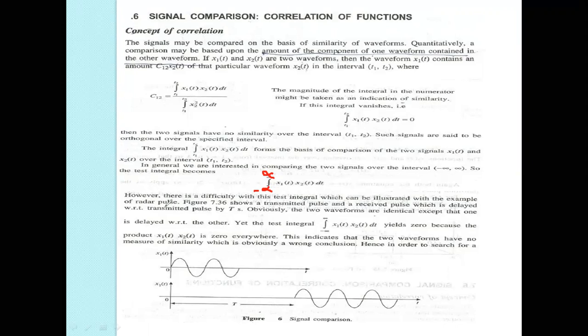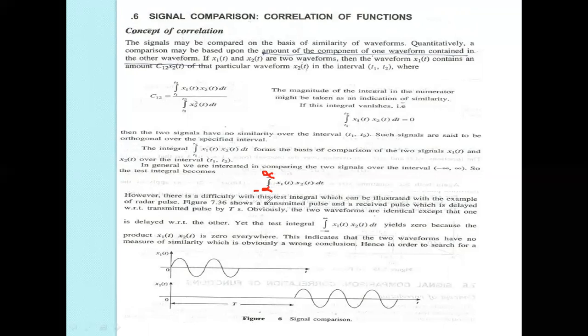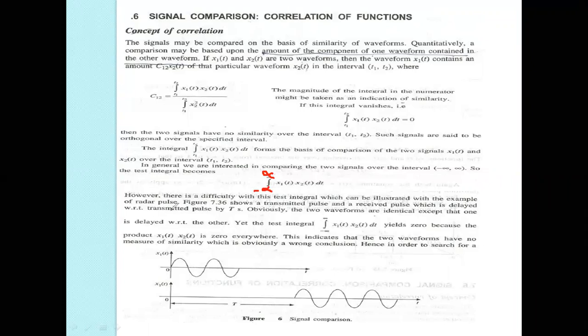When can we say there is a similarity? However, there is a difficulty with the test integral, which can be illustrated with an example of a radar pulse. The figure shows x1 of t and x2 of t, a transmitted pulse and the received pulse. The received pulse is delayed with respect to the transmitted pulse by T seconds, the difference here from 0 to T.